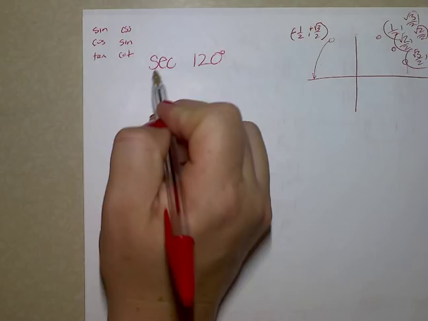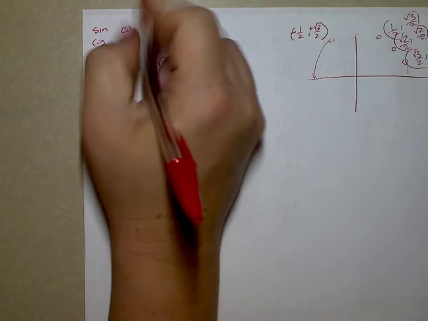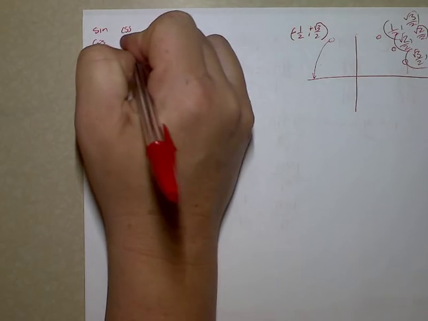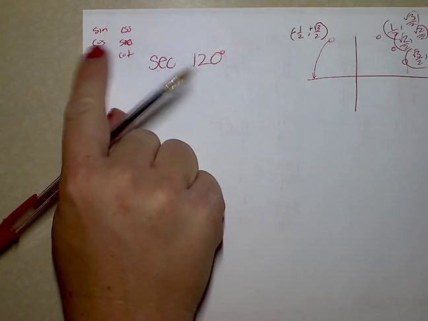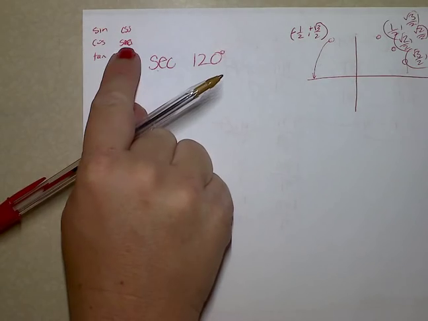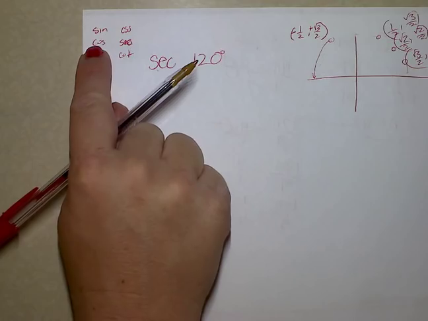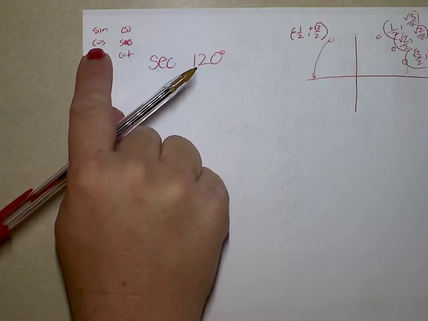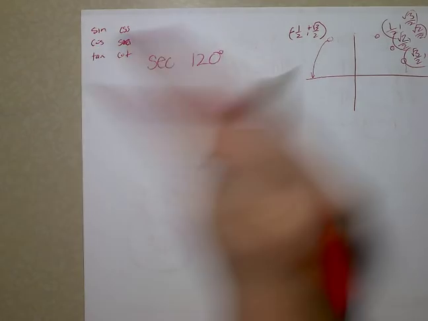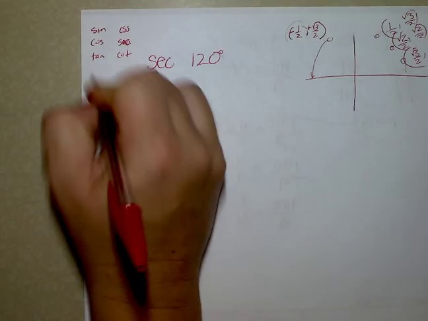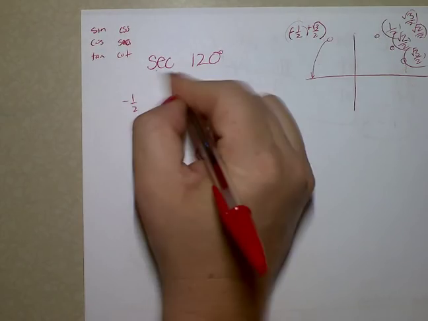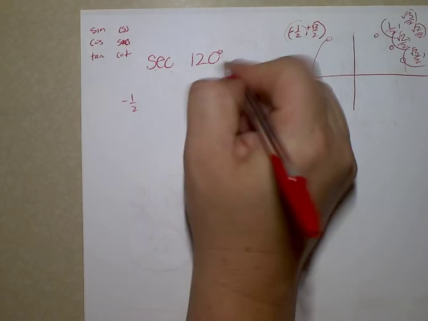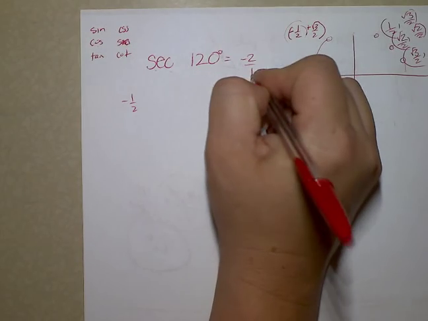So I start with the SEC. Whoops, I'm so sorry. This is SEC. I start with an SEC. So I need to get back to the cosine because secant is the reciprocal of cosine. So now I come over here and go, what is the cosine at this degrees? It is negative 1/2. But I need to find the secant, so I'm going to flip it. And the answer is negative 2 over 1, or you could just say negative 2.